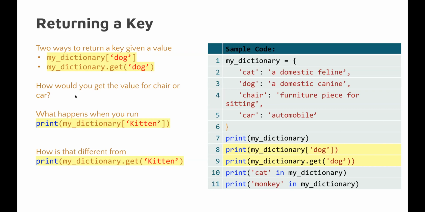How would you get the value for chair or car? Type that out in the chat. How would you get the value for chair or car? Either one. Excellent. Perfect. Those are the two different ways to get those values.